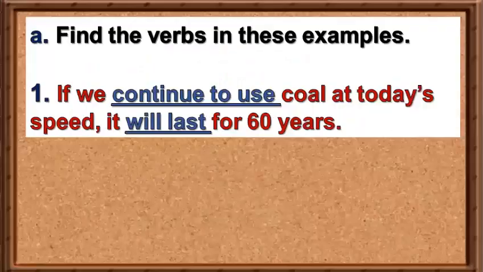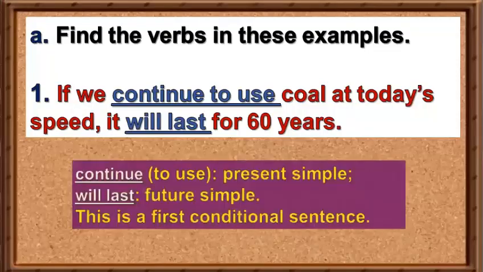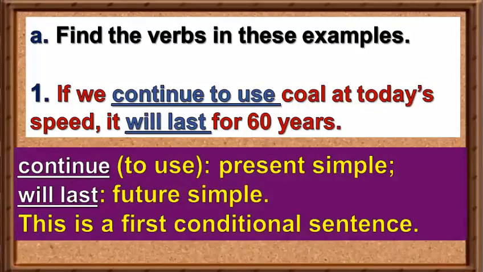Okay. If we read the sentences together, let's start with the first one. If we continue to use, continue, is it past? No. Is it present? Yes, it's a present simple. Continue is present simple, so this is the first part. If we continue to use coal at today's speed, it will last for 60 years in the future, of course. This is a possibility. This is something which is likely to happen in the future. So the verbs here, continue and will last. Continue is a present simple, will last is a future simple.